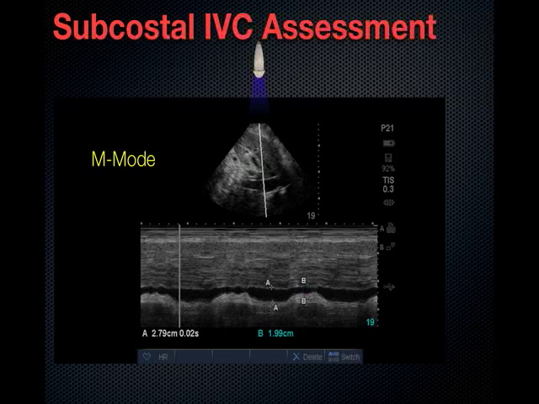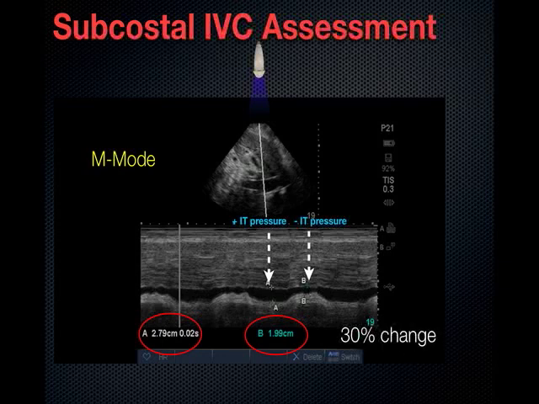So what we see here is, when there's positive intrathoracic pressure, the IVC is 2.79 centimeters. When there's negative intrathoracic pressure, or relatively negative CVP, the IVC is 1.99. So that's about a 30% change. In that case, we have a greater than 2 centimeter IVC with less than 50% collapse. Now, CVP would be estimated at 10 to 15. Again, that doesn't necessarily say whether this patient is going to be volume responsive or not. Some other measures will need to happen.